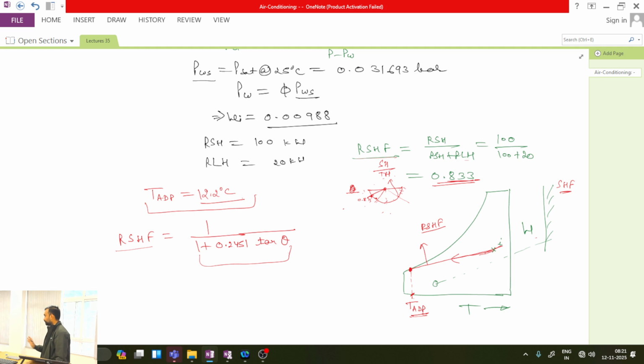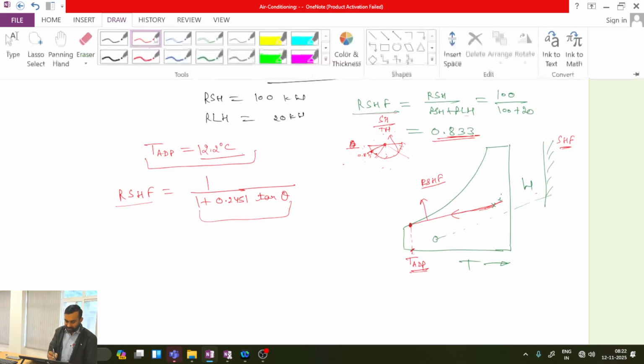Are all clear with this point or not? Please tell me, if I do not have a psychrometric chart or I have to do it manually, how can I do it? Using equations, not graphically, but analytically. How can I do it?